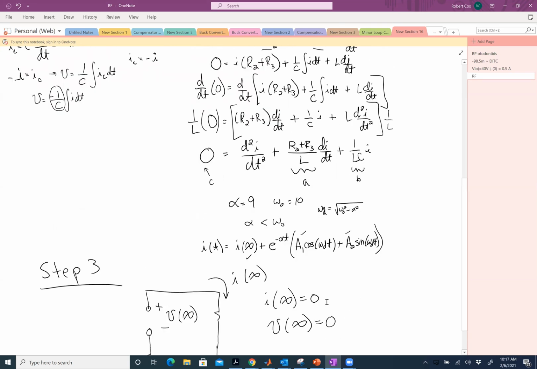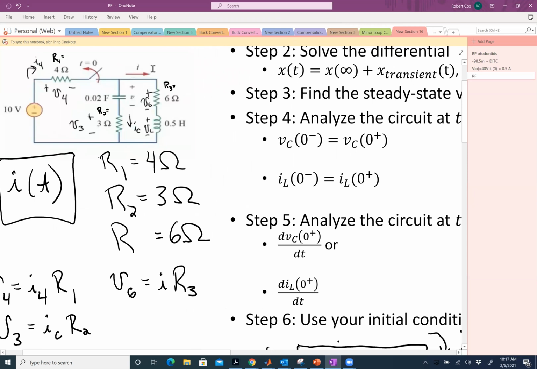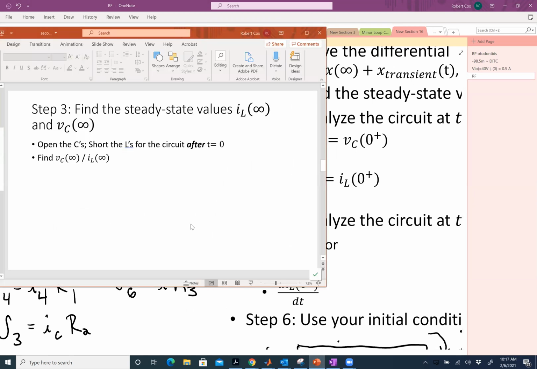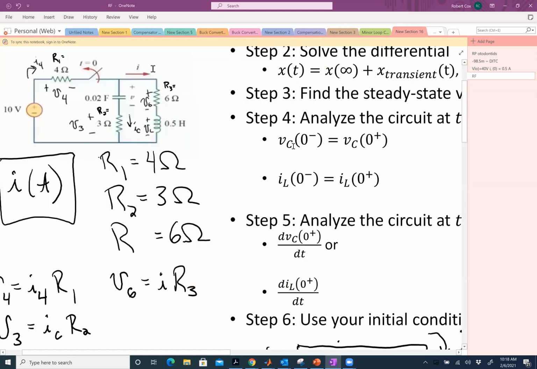So now I got to go to step 4. Step 4 is to analyze the circuit at t equals 0 minus to get my initial conditions. I want to get the initial conditions on the capacitor voltage and the inductor current. Now at t equals 0 minus, and let me pull up my summary slide here, we assume the circuit was in steady state for a long time before t equal to 0. So that means we open up the capacitors again and short the inductors, but we do it for the circuit before the switch moves.